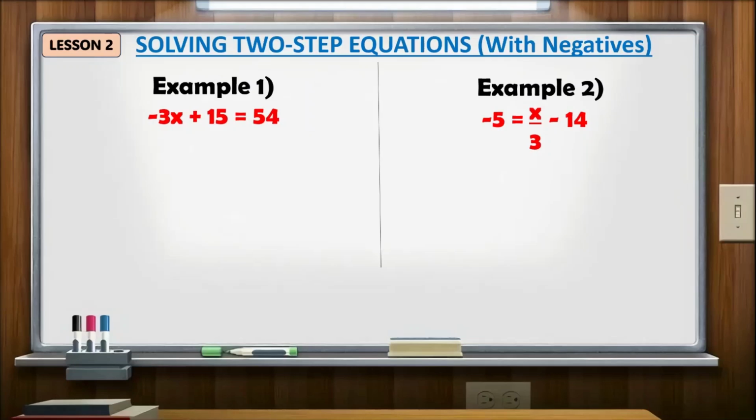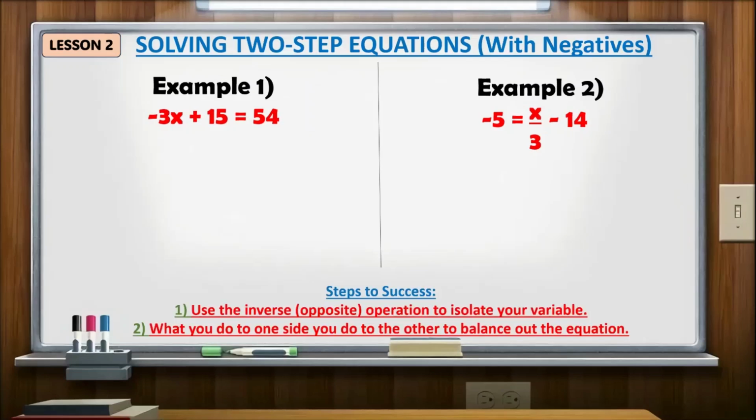Before I begin, I want to share with you the steps to success I will be using to find the solutions. The aim in solving these equations is to firstly use the inverse operation to isolate your variable, and then to balance the equation out by doing whatever you do to one side, you must do to the other. Prior knowledge on being able to multiply and divide negative numbers is also essential in order to solve equations similar to my examples. So let's look at example 1.